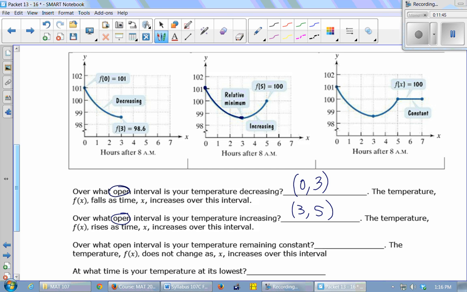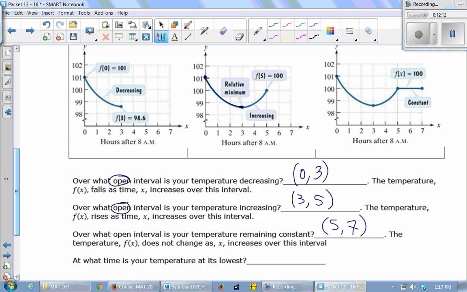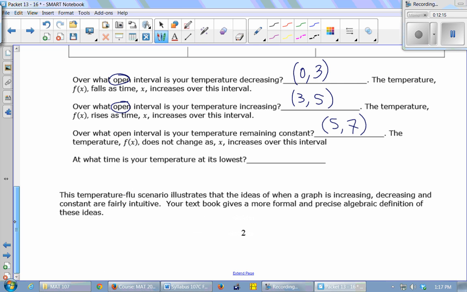All right, over what open interval is the temperature remaining constant? Yep, 5 to 7. Temperature is constant at 100 degrees. So as time increases from hour 5 to hour 7, temperature is not changing, staying constant. What time is temperature at its lowest? T equals 3 or 11 a.m. Yeah. Or I guess we're calling this x. x equals 3 or 11 a.m. because x equals 3 corresponds to 3 hours after 8 a.m.